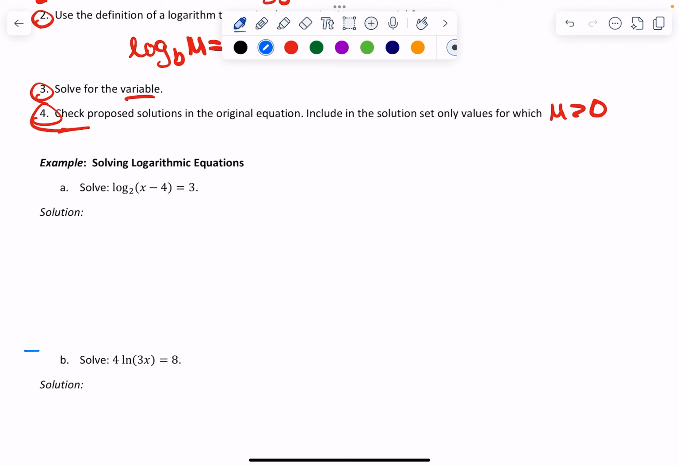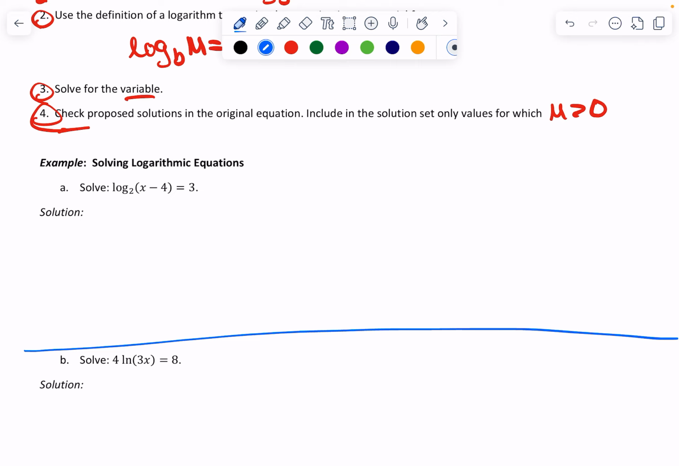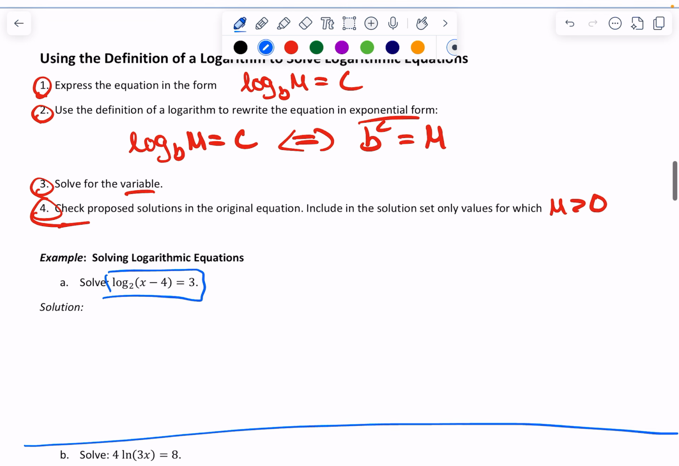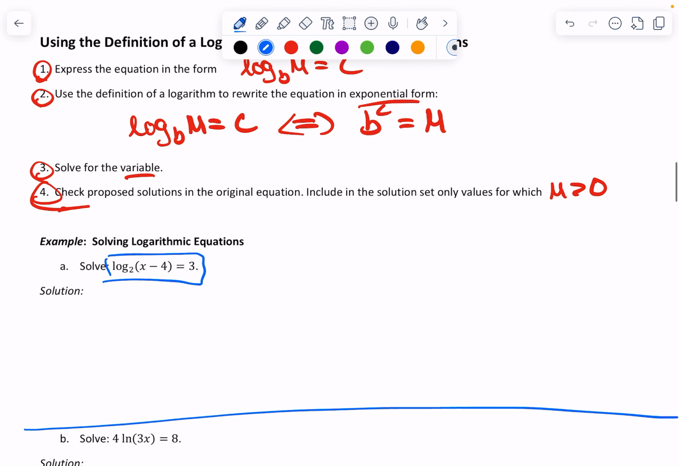Okay, so we're going to go ahead and solve log equations. Now, this is our log. So log with base 2 of x minus 4 equals 3. What we're going to do is the first step here. Actually, no, never mind. That is already done. I meant we're going to do step 2. So we're going to rewrite it in exponential form. Our base is 2, exponent is 3, and this equals x minus 4.